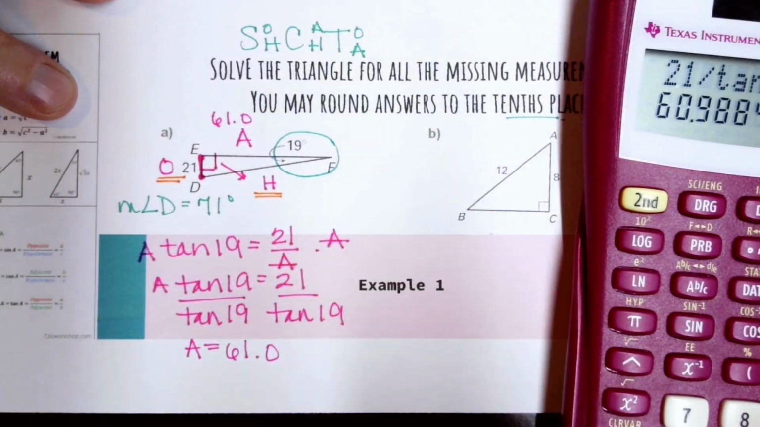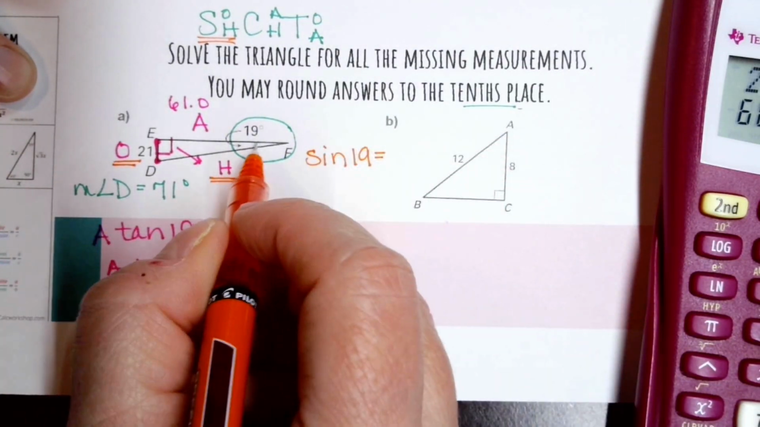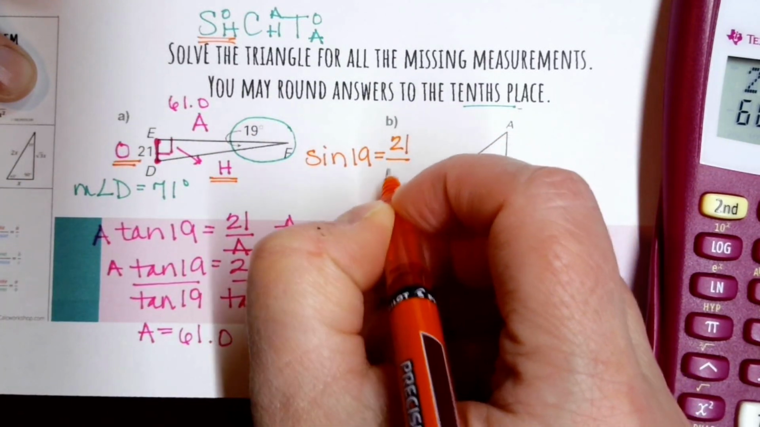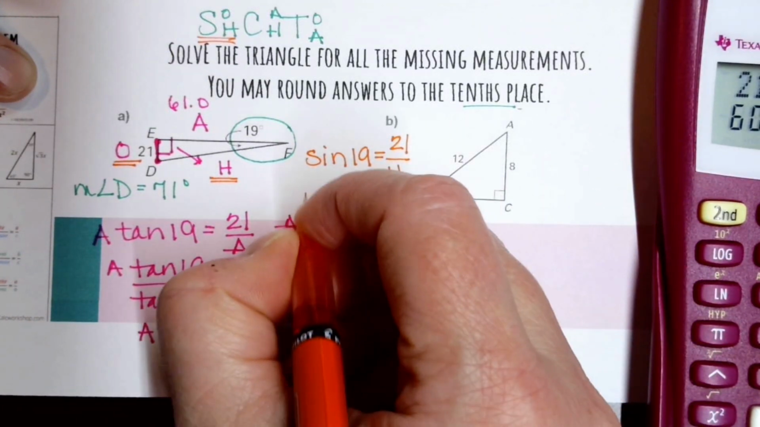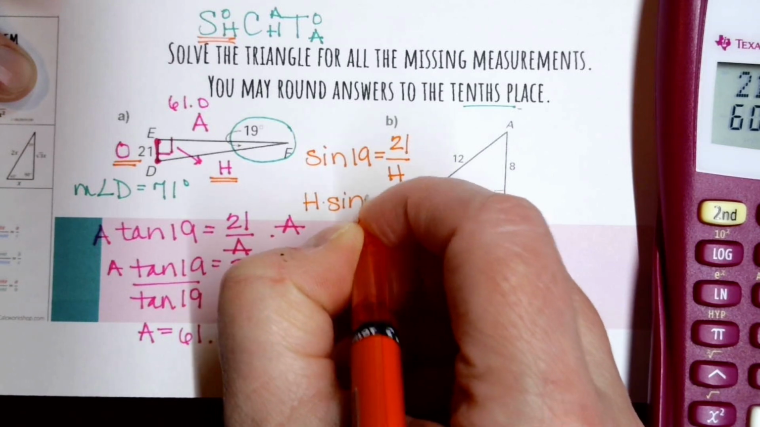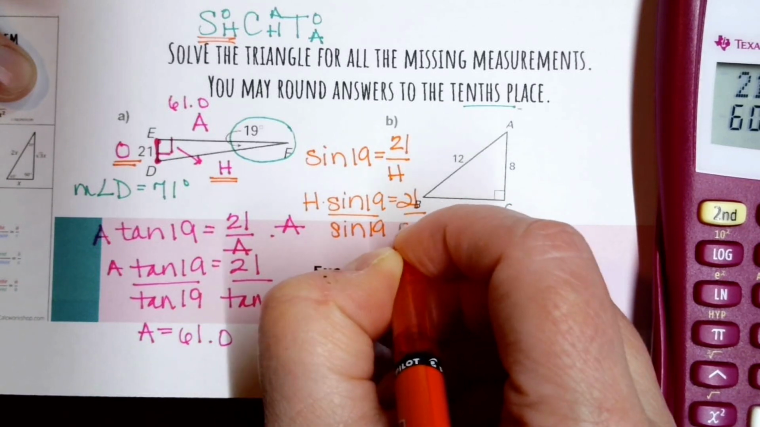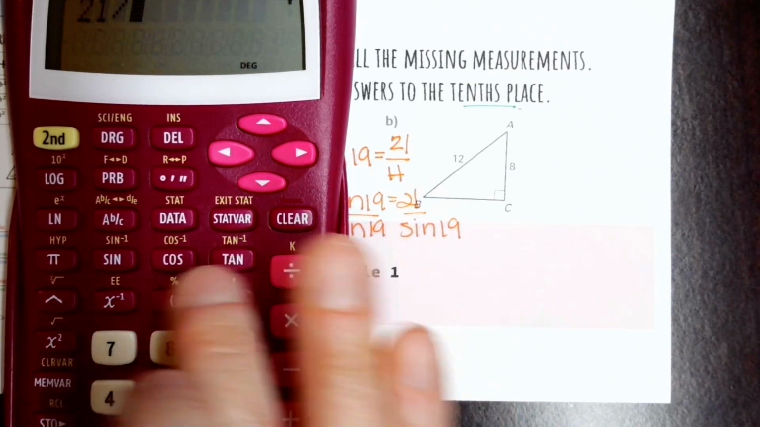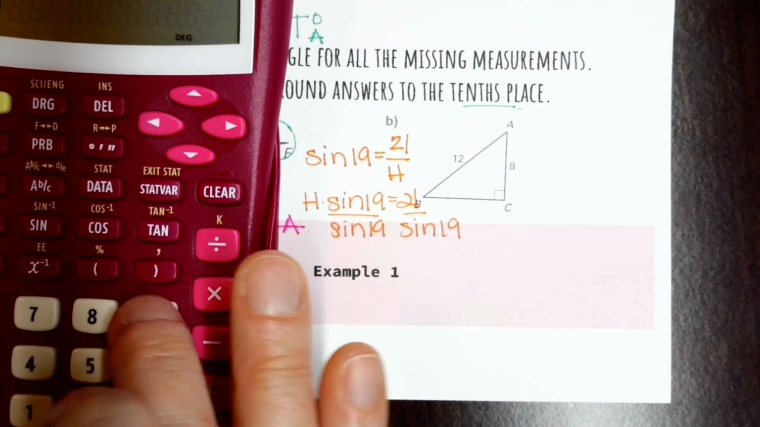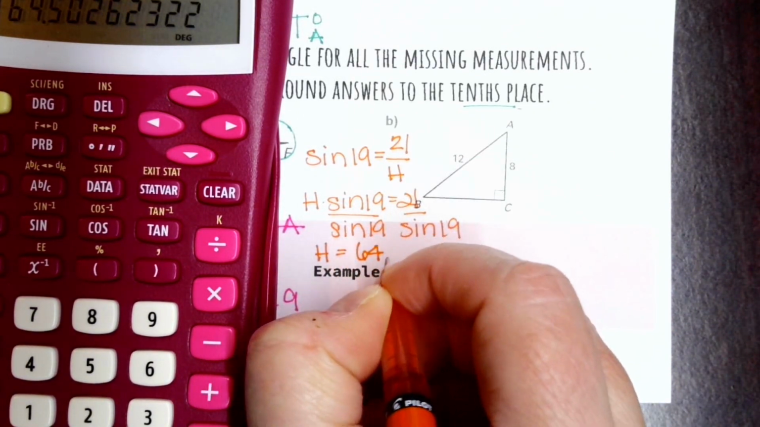So here's opposite and hypotenuse. That's going to be a sine function. Okay, so sine of 19 equals opposite over hypotenuse. And then it's going to be the same process as below. So we multiply both sides by h. So h multiplied by the sine of 19 is equal to 21. And then we go ahead and divide. All right, so 21 divided by sine of 19. All right, so my hypotenuse should come out to 64.5.